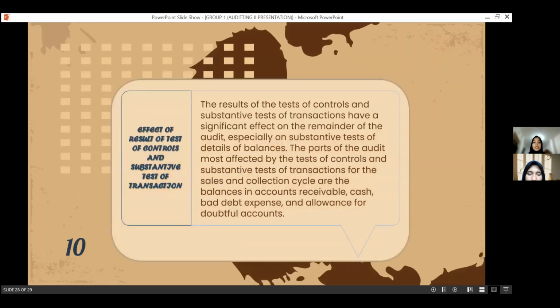And the last is the effect of results of controls and substantive tests of transactions. The results of the tests of controls and substantive tests of transactions have a significant effect on the remainder of the audit, especially on the substantive tests of details of balances. The parts of the audit most affected by the tests of controls and substantive tests of transactions for the sales and collection cycle are the balances in accounts receivable, cash, bad debt expense, and allowance for doubtful accounts.